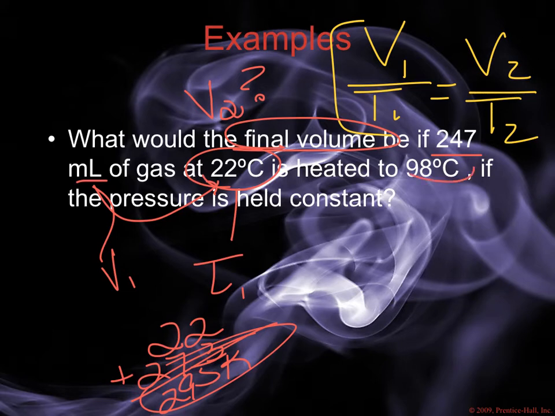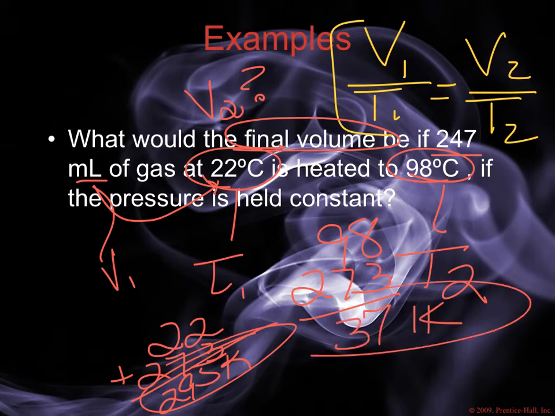And here's another temperature. This would be T2. I'm going to go ahead and convert that also. So 98 plus 273, 371 Kelvin. So that's T2. Now I'm simply going to plug all these values into Charles' Law and see what I get.